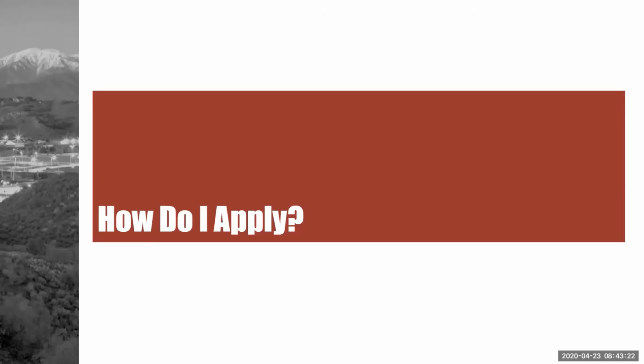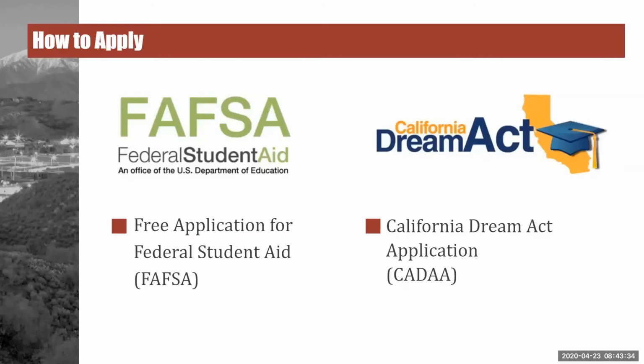Great, we have spent some time learning about the different types of financial aid. Let's now focus our attention to applying. How does someone apply for the different types of financial aid that we have covered? All students interested in receiving financial aid must complete one of the following financial aid applications: the FAFSA, which stands for Free Application for Federal Student Aid, or the California DREAM Act application. Now, how do you know which application is right for you? We will now look at the filing requirements for each application so that you understand which one is the right application for you.